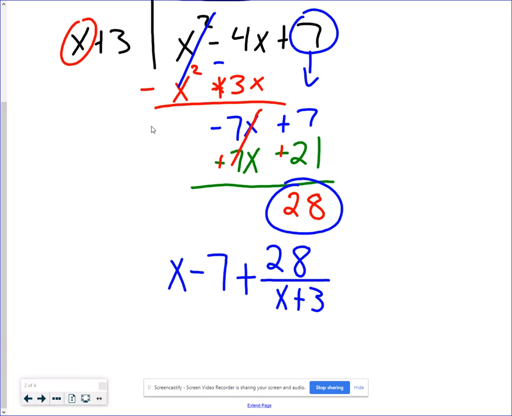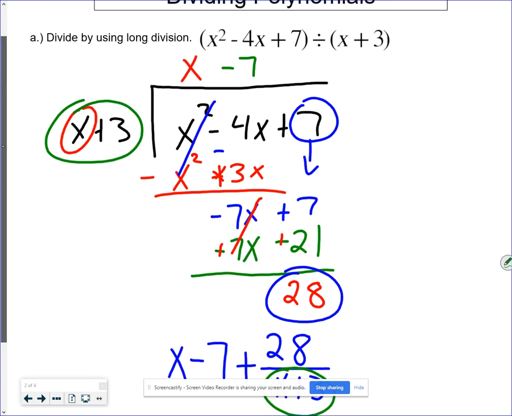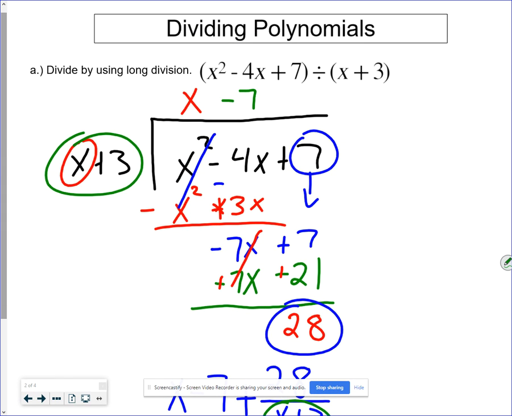So it's just like if you were to have that number out there. So if this is a remainder of 2 and this is a 3, we would write remainder 2/3. Here, since we have a 28, we'll just put it over the polynomial that we were dividing our other polynomial by, which is why we have 28 over x plus 3. And so since we have a remainder in this example, this means that x plus 3 is not a factor of x squared minus 4x plus 7.